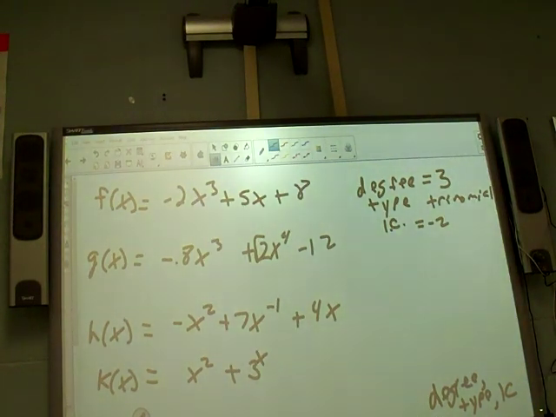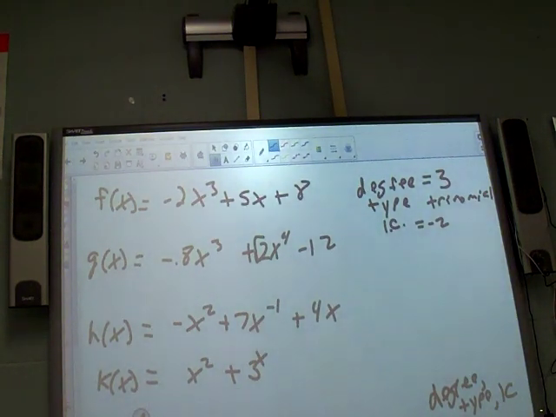All right, numero dos. Number 2, g of x. Listen, g of x equals negative 0.8x cubed plus square root of 2x to the 4th minus 12. Is that 0.8? Did you say 0.8? Okay, well, first off, say it again. Is that 0.8? Yes, negative 0.8.